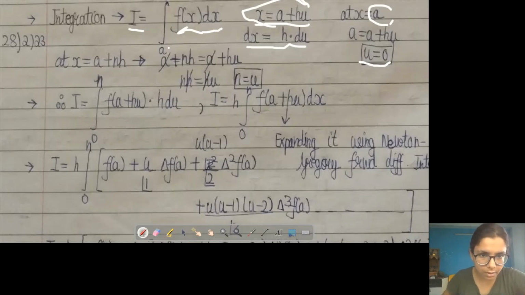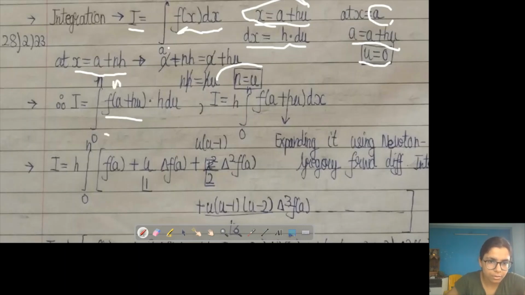Now again we take another equation, x is equal to a plus nh. We set a plus nh equal to a plus hu from this equation. The a on both sides cancels, the h on both sides cancels, and we get the value of u as n. Now we write f(x) as f(a plus hu) with the limits n and 0.